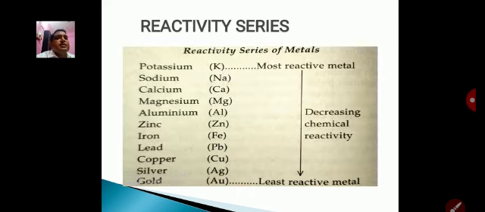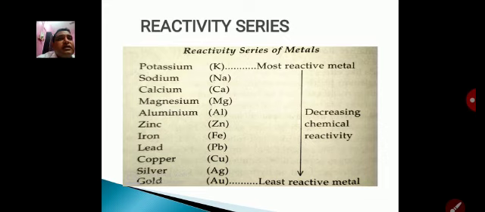Some metals react with the acid also. Most of the metals react with acid and form salt and hydrogen. That I had already told you. There is something called the reactivity series.